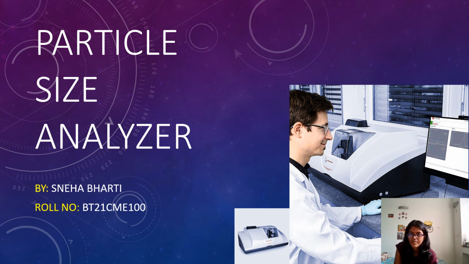Hello everyone, I'm Sneha Bharati and my topic is particle size analyzer. It's an analytical instrument and today I'm going to share some details about this instrument.